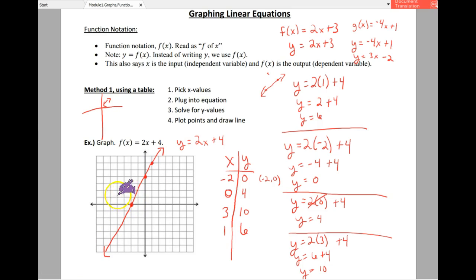So if I were to label this, I would say this is -2, 0. This next point is 0, 4. And the next point is 1, 6. And that just makes it easier for me to grade. It helps me to understand what you were intending, things like that.